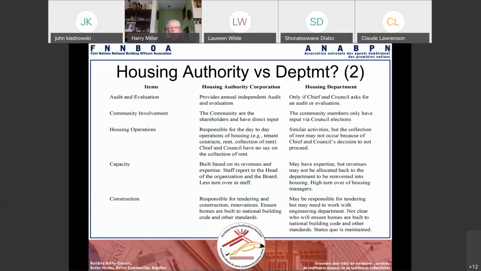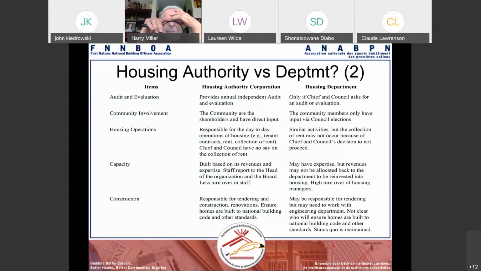So a few more key points: audits and evaluations. Under the housing authority, it provides an annual independent audit and evaluation. This is done by a chartered accountant company, and they do an audit of the books. They provide a review of how the expenditures take place. Under the housing department, there is one only if chief and council ask for an audit or evaluation on housing.